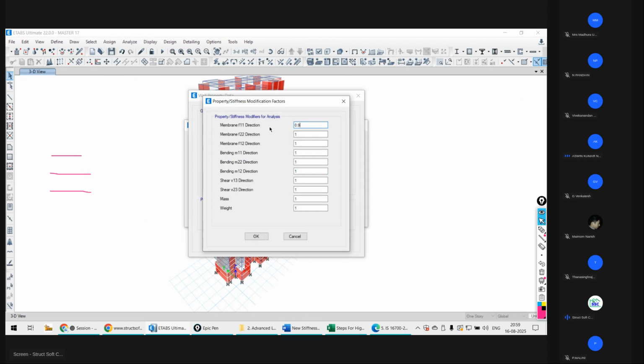Make it 0.9, and we have to change it again once we go for design. It is for the serviceability checks. Okay, so it should be what? 0.9 should be 0.1.